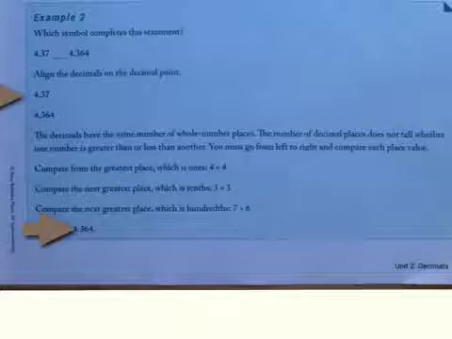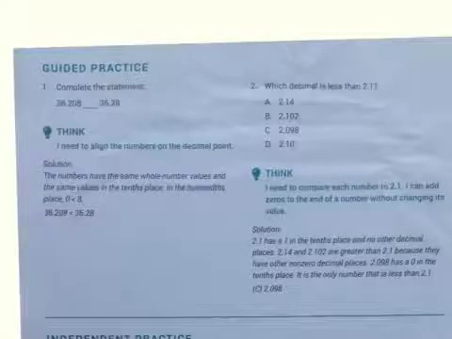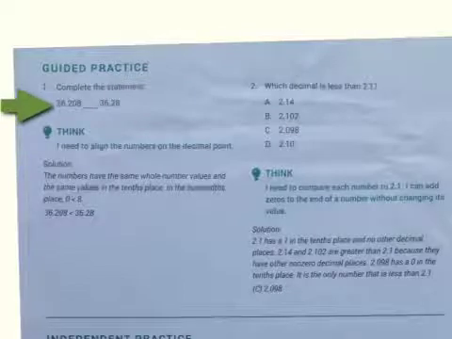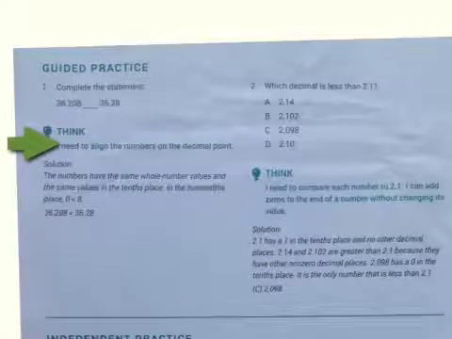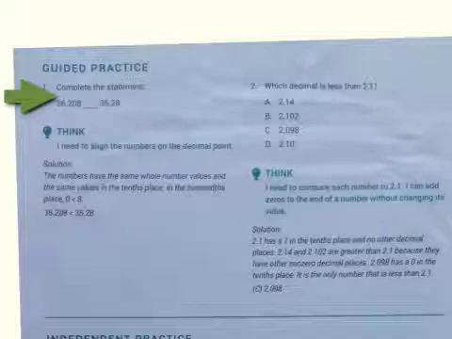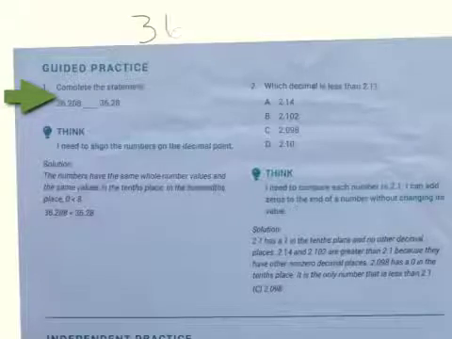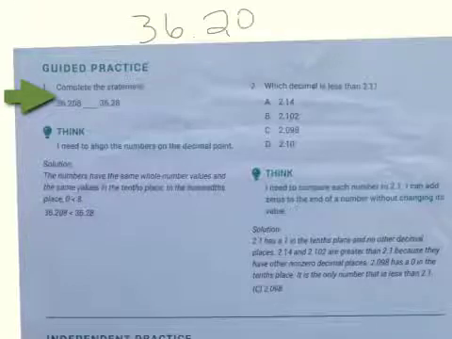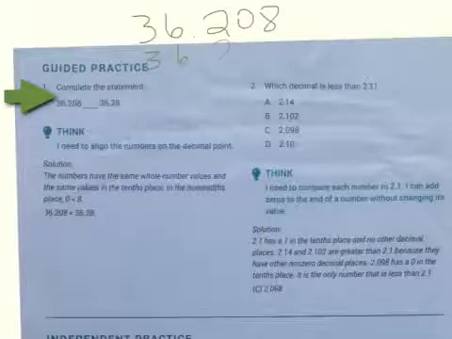Okay, so let's go to our guided practice. Number 1 in our guided practice tells us to compare 36.208 and 36.08. Then it says I need to align the numbers on the decimal. So let's write it out. Let's look at it right here. We'll go 36.08, and then we're going to put that over 36.208.